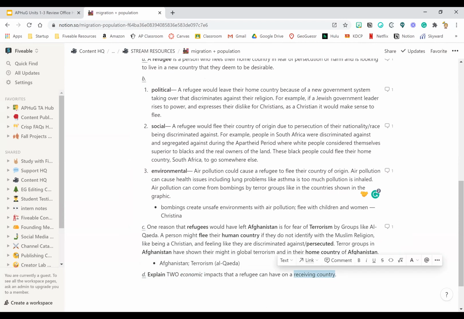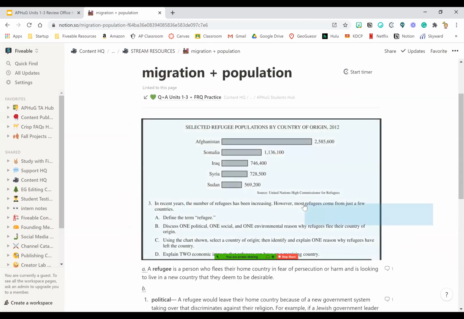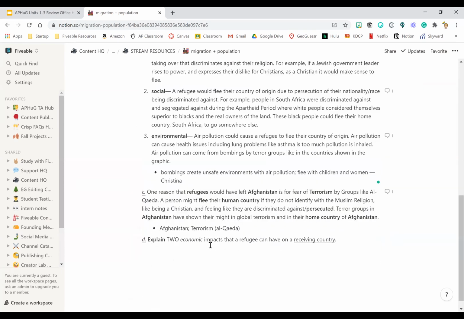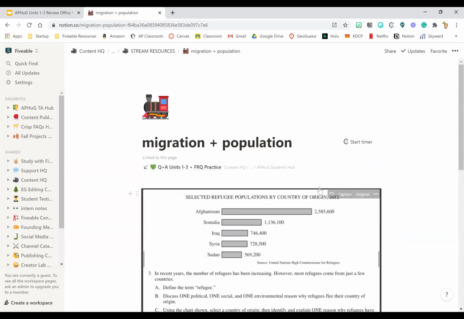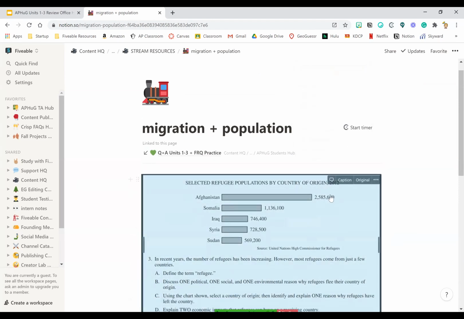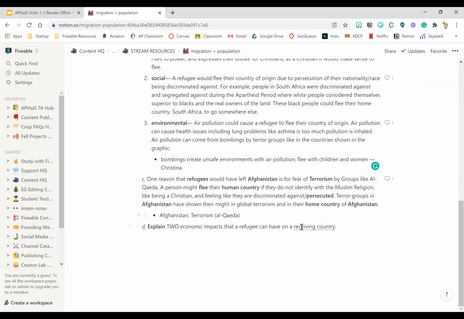It depends. And when you get your FRQ and you see this question, I want you to underline the words receiving country, because I know one person, who's now like 31 years old, who took this exam their senior year of high school. They wrote about explain 2 economic impacts that a refugee can have on one of these countries. But these countries in the graphic are the countries that they're leaving. So you want to make sure you're fully reading the question and answering it. So underline receiving country to make sure you're writing about a receiving country.